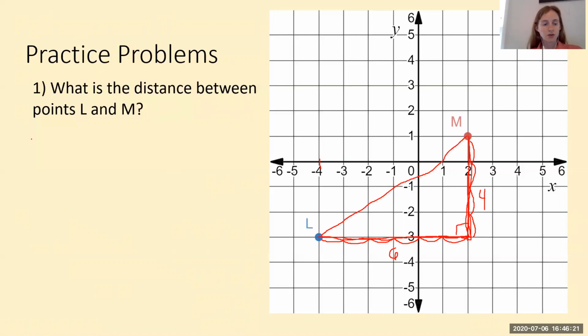Okay, so now I've got my right triangle and I know the measurement of the two legs. So now I can solve for the hypotenuse. I can find the distance between points L and M. So I'm going to use my formula, a squared plus b squared equals c squared. So again, I'm calling that line between L and M, I'm calling that line c. So 6 squared plus 4 squared equals c squared. That means 36 plus 16 equals c squared.